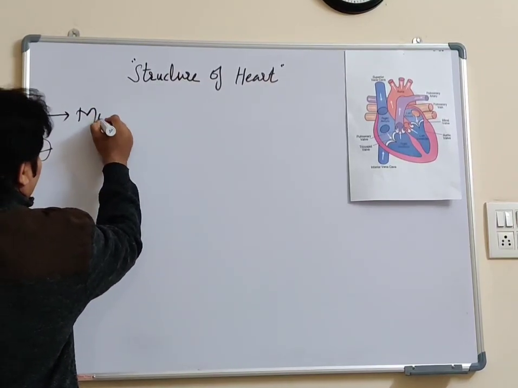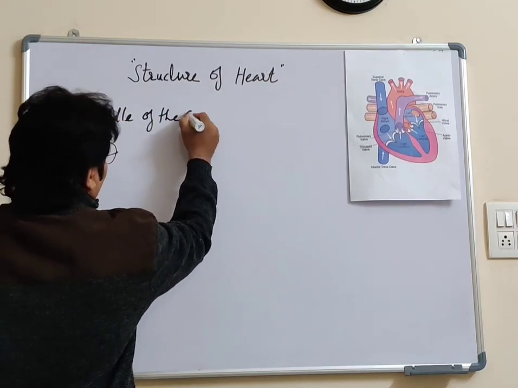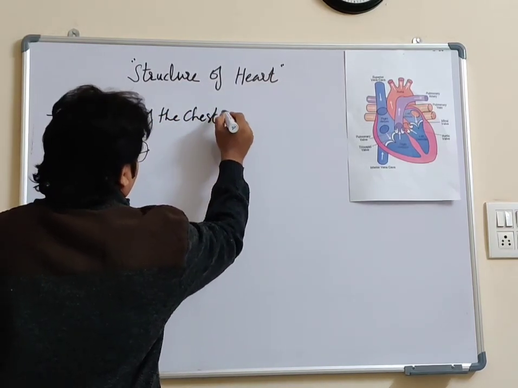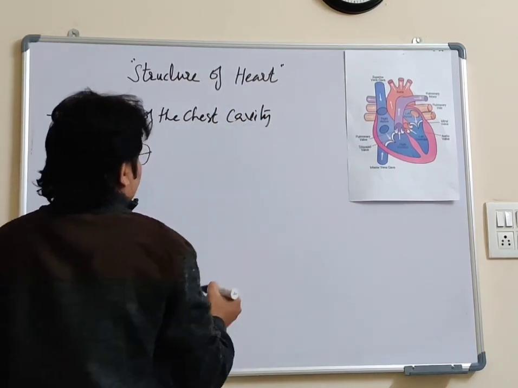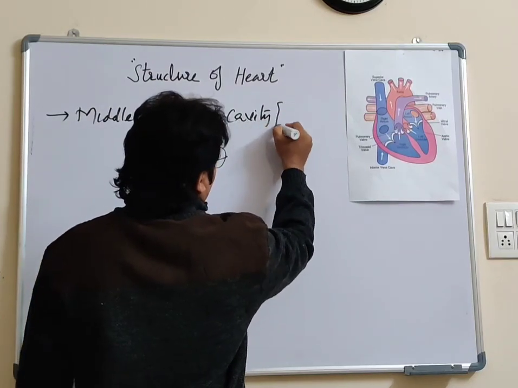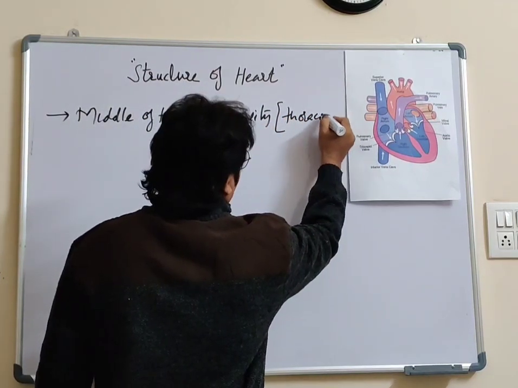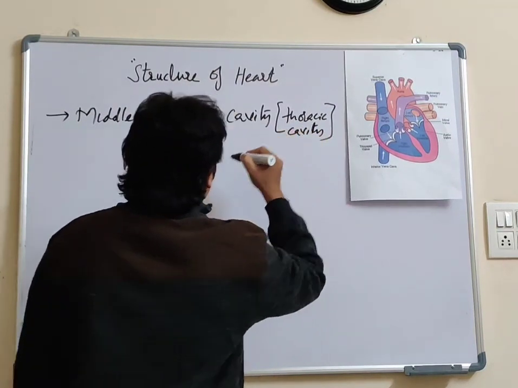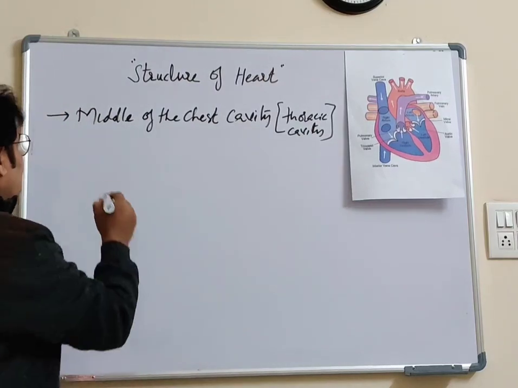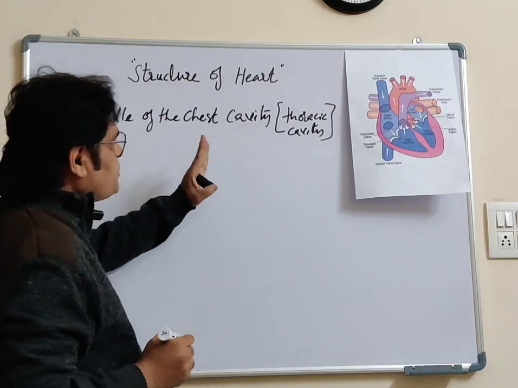Location of the heart is the middle of the chest cavity. Chest cavity, otherwise called the thoracic cavity. This also you can write: chest cavity or thoracic cavity. Clear? The next point you can say is how the heart is protected.